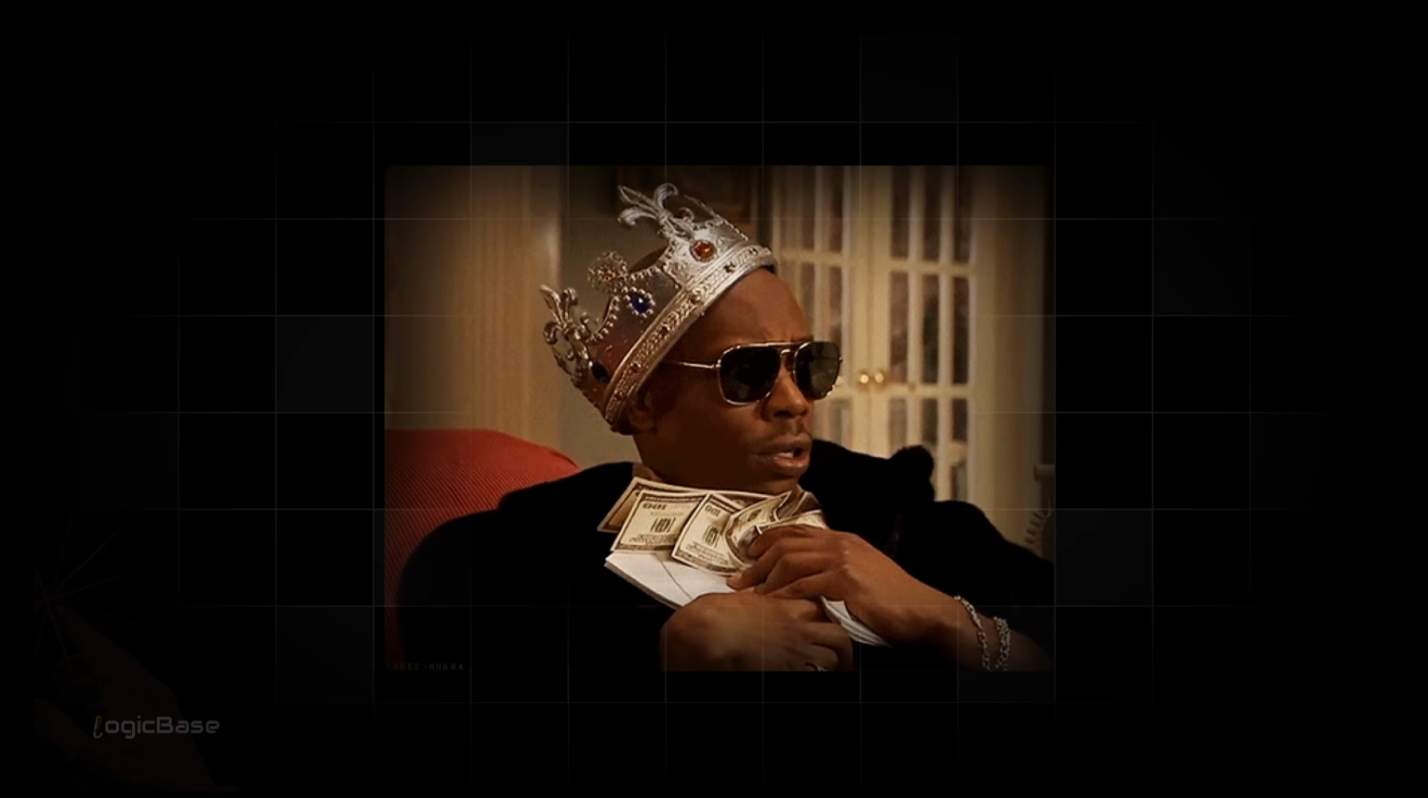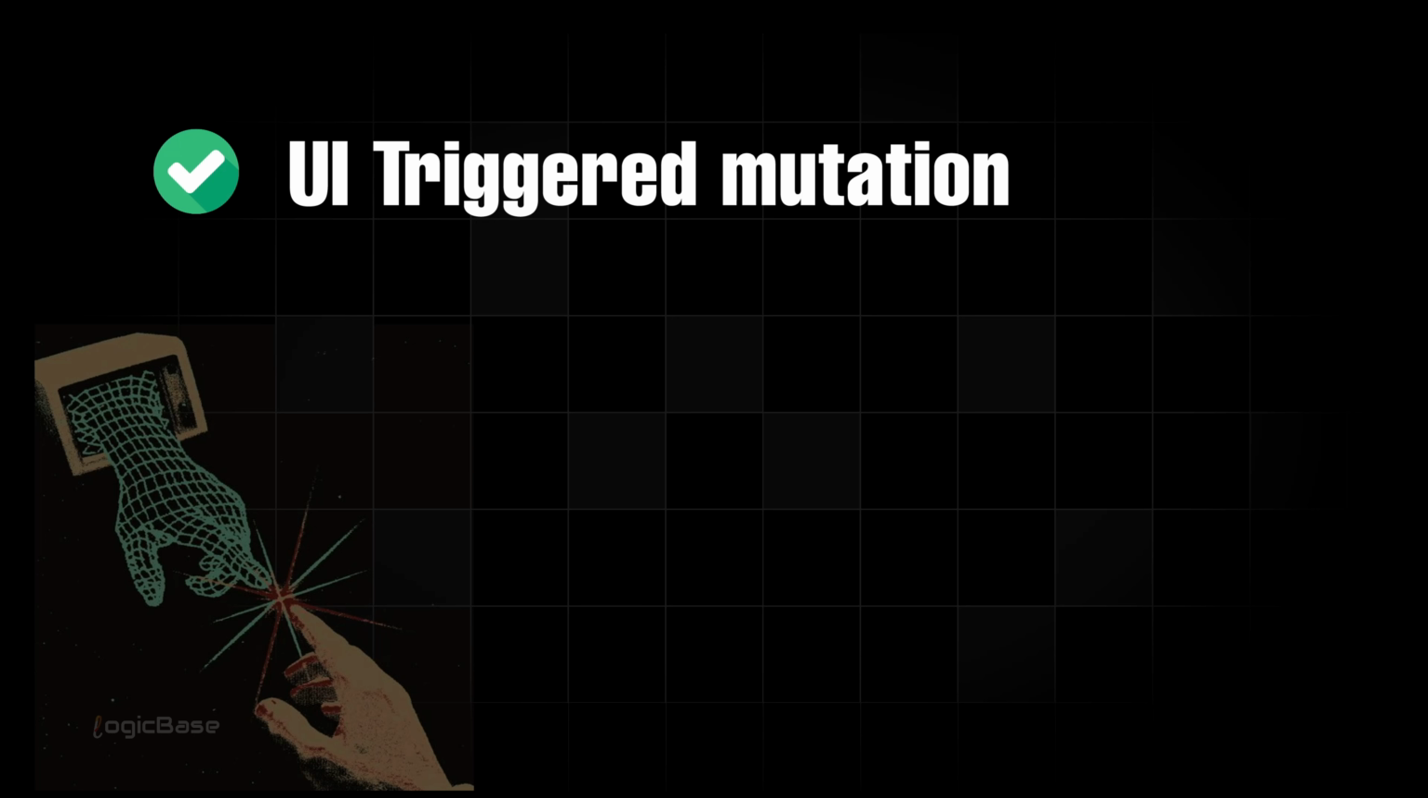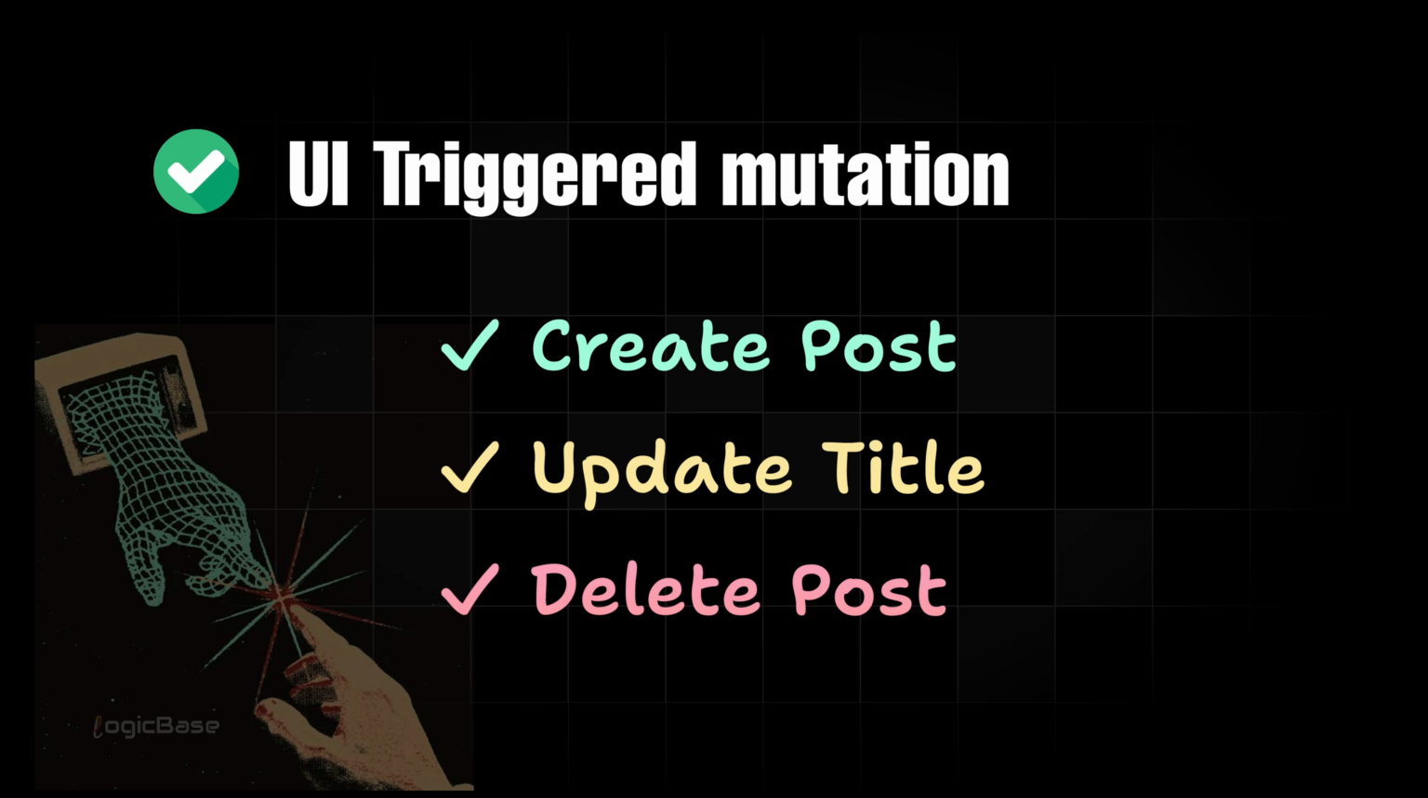So here's the boundary we will follow. If it's an internal UI-triggered mutation, like create a post, update a title, delete a post, server actions are usually the best fit.